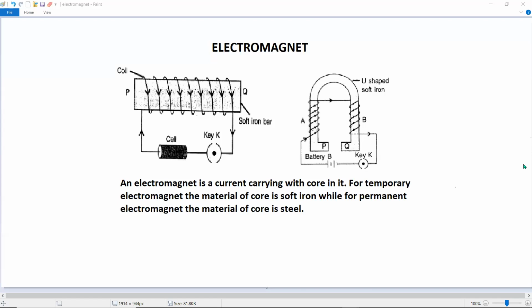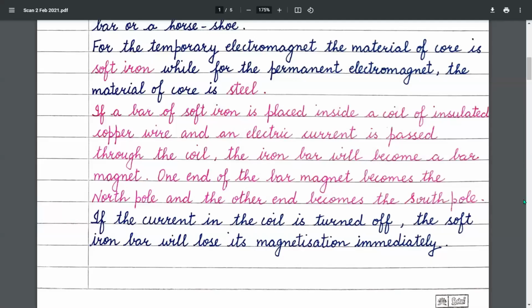An electromagnet is a current carrying coil with a core in it. The core can be soft iron in the shape of a bar or a horseshoe or U shape. For a temporary electromagnet, the material of the core is soft iron, while for a permanent electromagnet, the material of the core is steel.